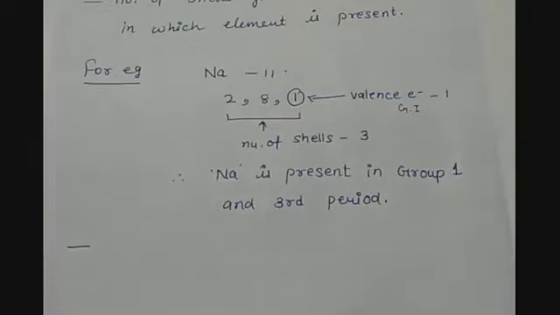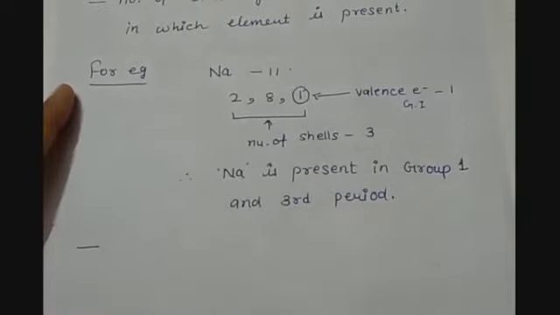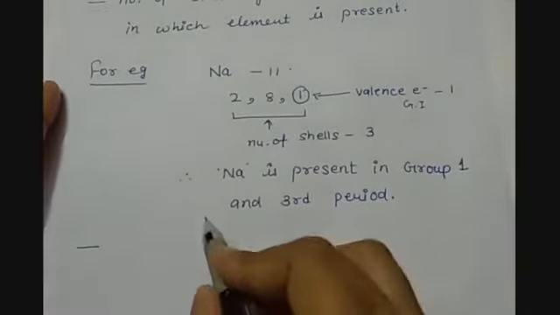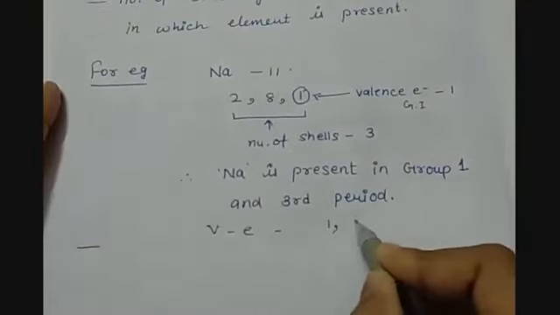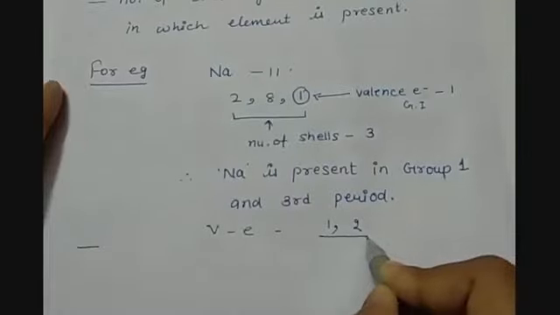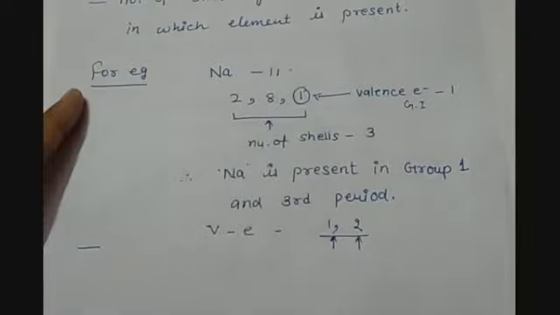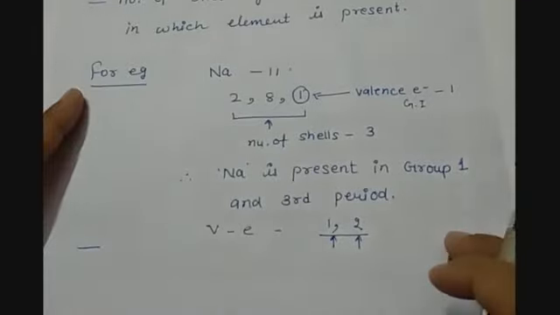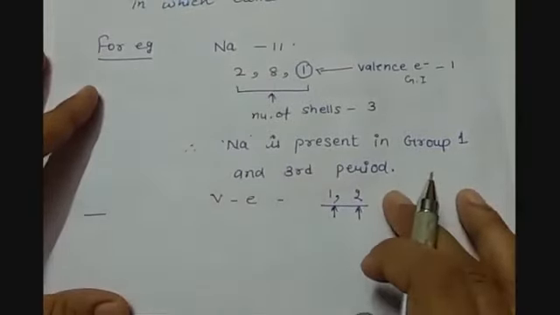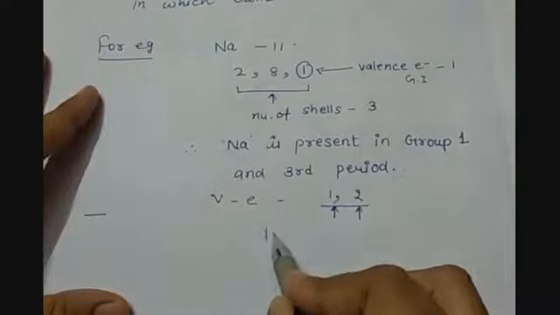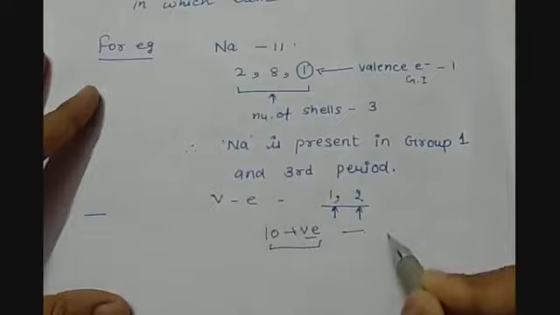So you have to follow one rule: if the valence electrons are either 1 or 2, then the number of valence electrons is equal to the number of the group. Or if the number of valence electrons is higher than 2, then always add 10 to the valence electrons, and that will give you the group number.